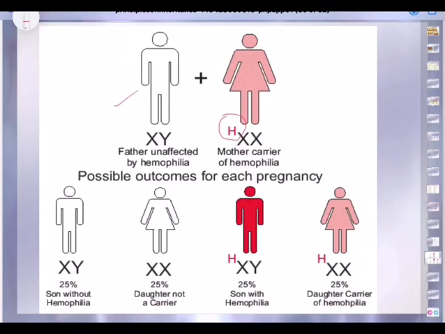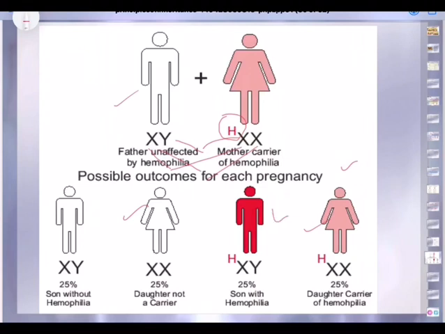Now let us see this. In the F1 generation that we are speaking about, there is an XY normal son and a carrier, a lady having one gene in that, like this. She is a carrier. Now when they produce children, you take this X and X. This is the combination. So you get X and XH. That means one of the X chromosomes has the recessive gene. So she is again a carrier.